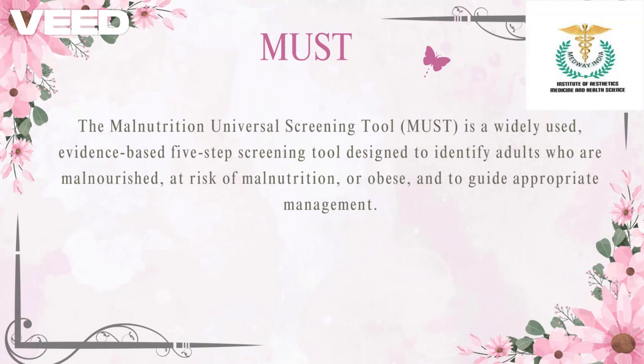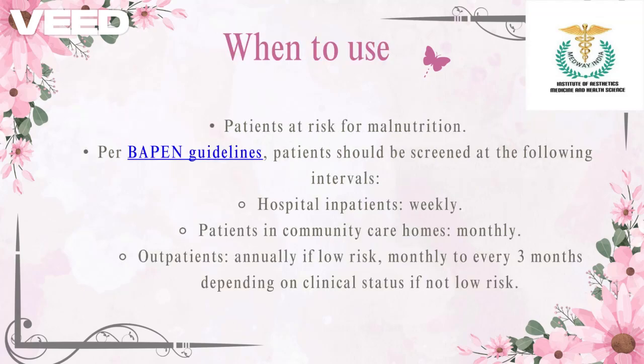So let's see when to use it. When a patient is at risk of malnutrition, according to the British Association for Parenteral and Enteral Nutrition, we have to go with the screening. We have to do this process for hospital inpatients weekly. If the patient is in a community care home, it's monthly. For an outpatient, if they have low risk, not much risk, it can be done annually. If they have high risk, it's better that we go with every 3 months. Based on the status, we have to go with this assessment.